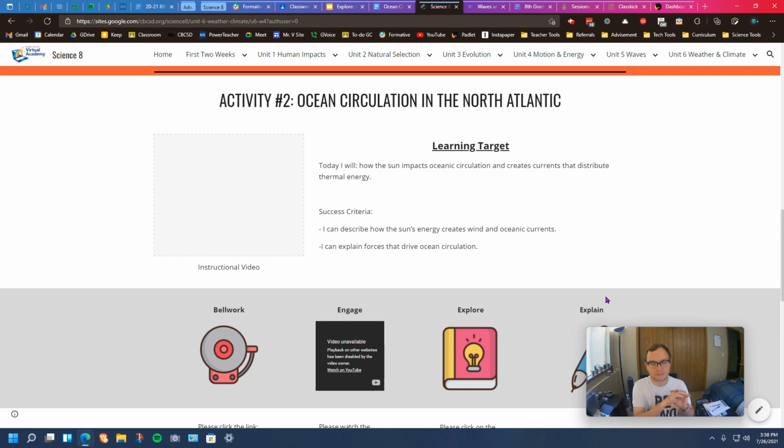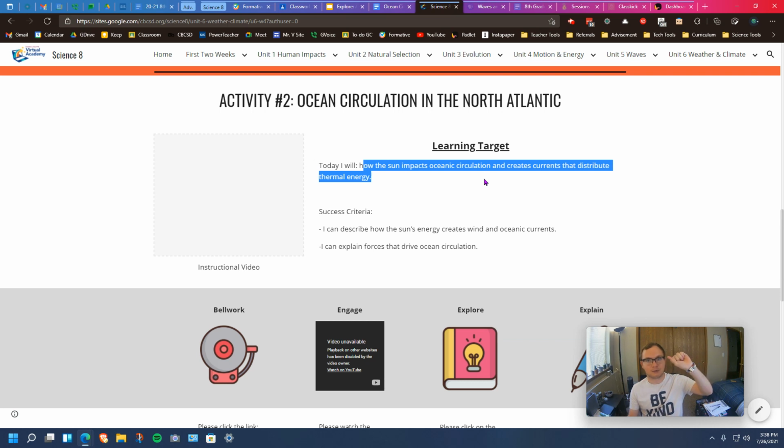We're focusing on that idea again: why does the Earth's unequal heating create these currents that can change some of the weather patterns that we see? As I just mentioned, we're learning how the sun impacts ocean circulation and creates those currents to distribute energy. The Earth is heated unequally, but it all wants to be the same temperature, thus equal, and so it's mixing constantly to try to do that.